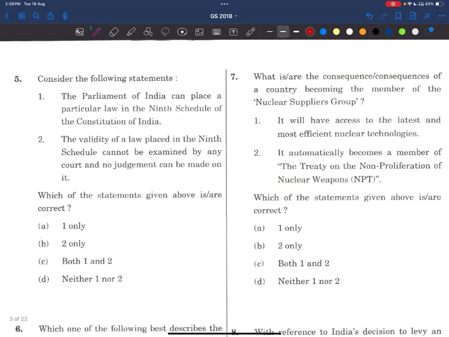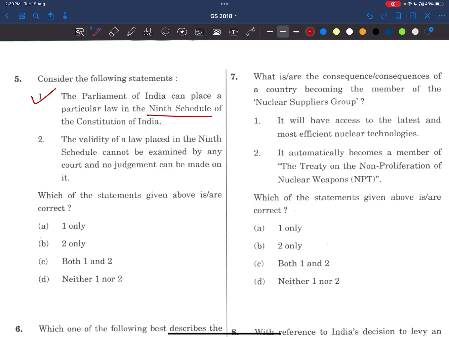Consider the following statements. Parliament of India can place a particular law in the 9th Schedule of the Constitution. Yes, this statement is correct. Only Parliament can do that. See here, it is still in the news because recently the Telangana government has increased the OBC reservation to 42%, and is now asking the Parliament or Centre to place that Telangana reservation law for the OBCs into the 9th Schedule. It is very much in the news. So for 2025 also it can be relevant.